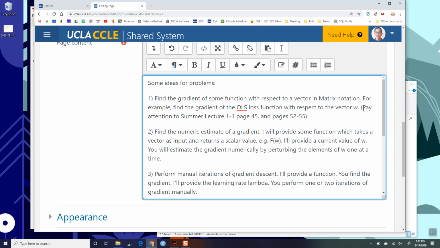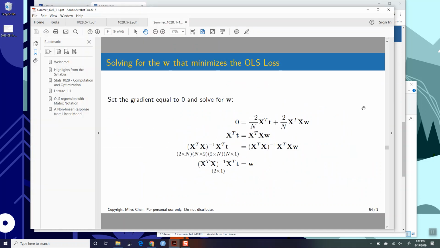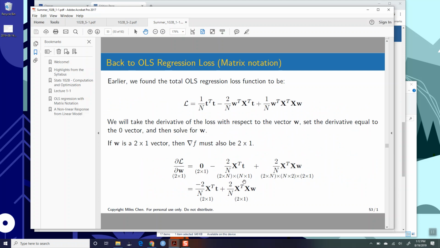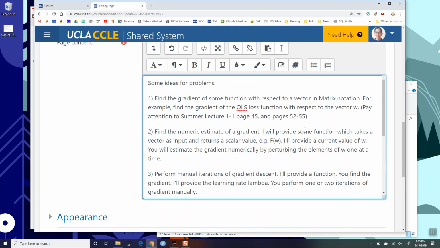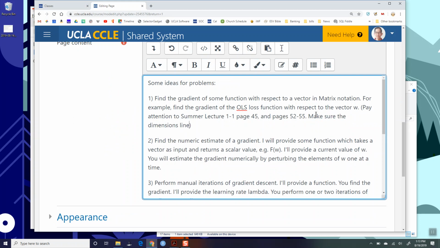Okay, so you'll have some kind of function. It'll be given in matrix notation, similar to OLS loss, but not exactly that. And you'll find the gradient with respect to the vector. And again, as in all of these things, I strongly encourage you to write the dimensions of all of these things to make sure that they line up. If you don't write the dimensions and you do something wrong, like if you do X transpose X or something where the dimensions don't line up, you'll lose points on the exam. So whatever you write, make sure the dimensions line up correctly.